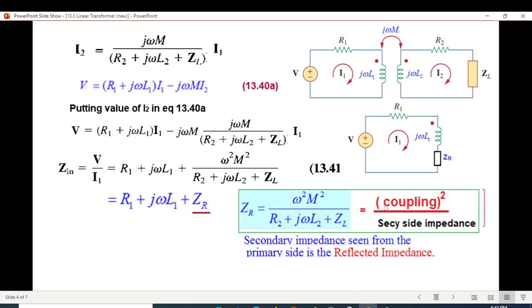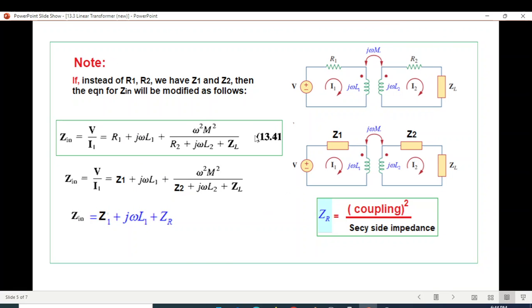You see the top, or the numerator, is coupling squared. So coupling is j omega M. So we take omega M squared divided by the secondary side impedance. So all the impedances on the secondary side are j omega L2 and ZL. So that is how we can easily remember this. The location of the dots in this circuit does not affect the result. So this is just for your knowledge.